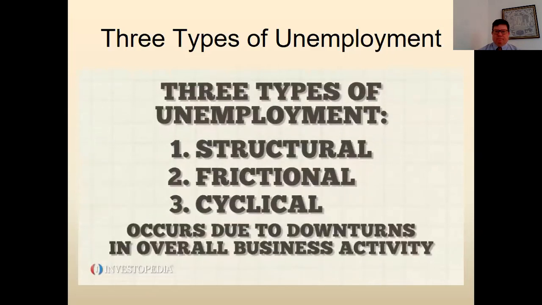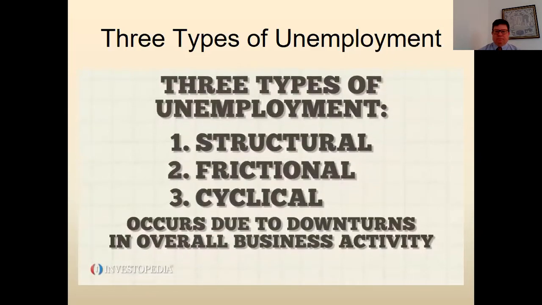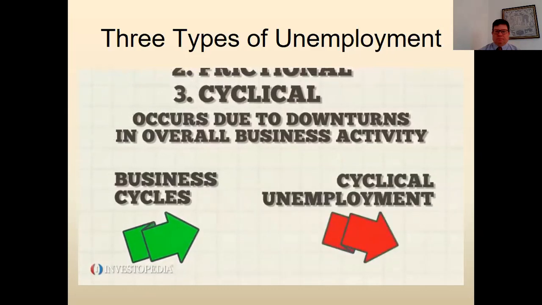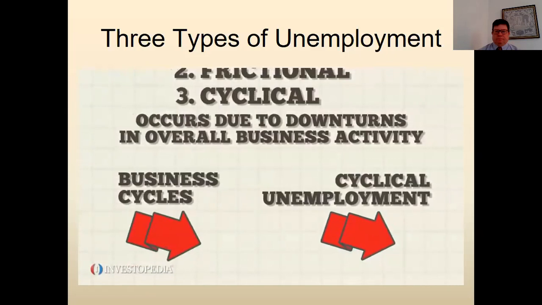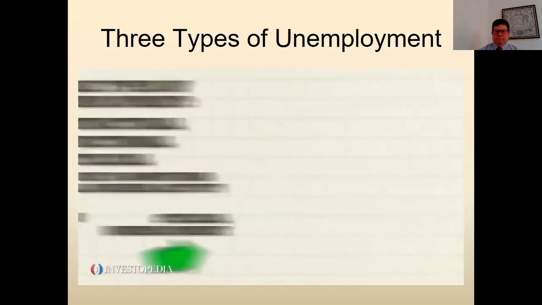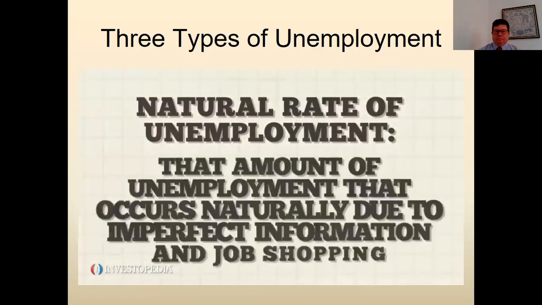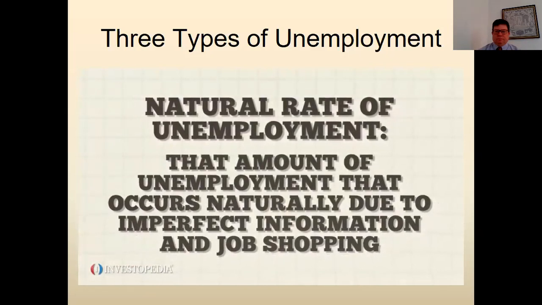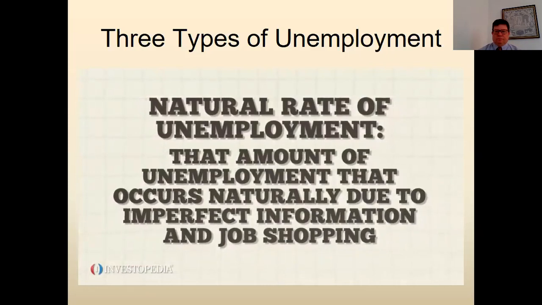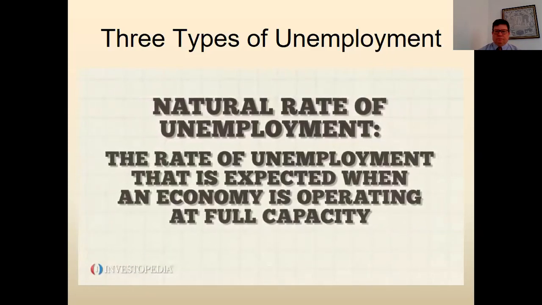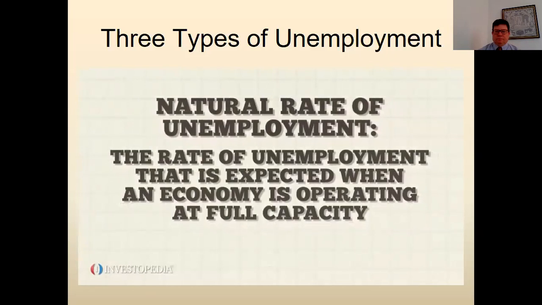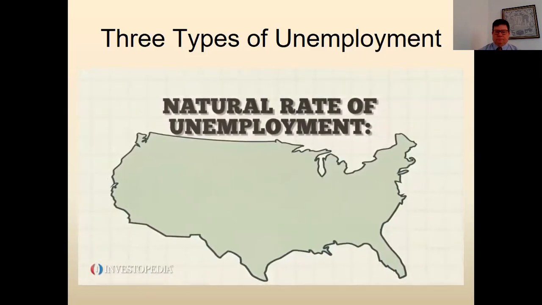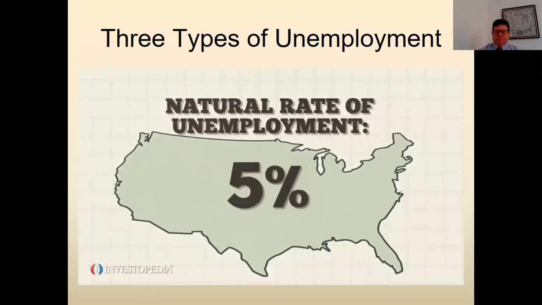This occurs due to downturns in overall business activity. When business cycles are at their peak, cyclical unemployment will be low. If the business cycle is low, cyclical unemployment will rise. The natural rate of unemployment is that amount of unemployment that occurs naturally due to imperfect information and job shopping. It is the rate of unemployment that is expected when an economy is operating at full capacity. At this time in the U.S., the natural rate of unemployment is considered to be about 5%.